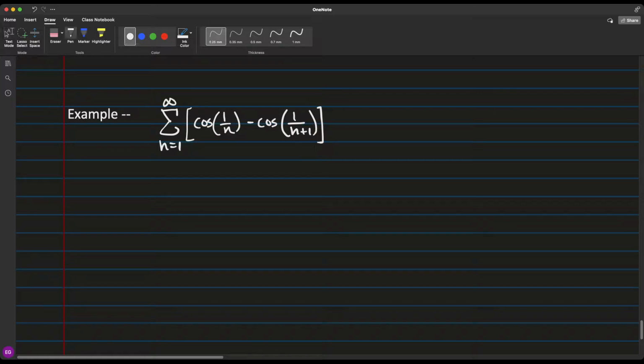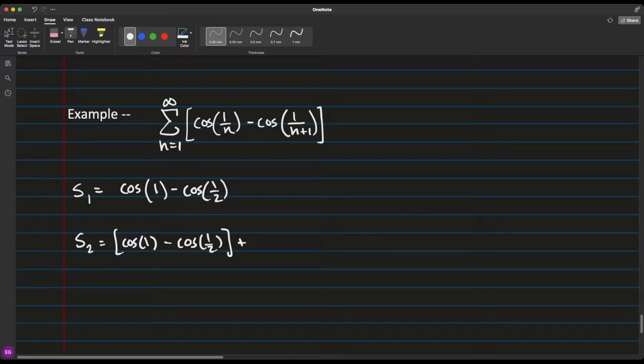Okay, so what I highly recommend, until you get good at this, is that you just write out the different partial sums. So S1 is going to be the cosine of 1 over 1 minus the cosine of a half. Hooray, that's something. Well, what's S2? That's going to be the cosine of 1 minus the cosine of a half, plus the cosine of a half minus the cosine of a third. So you're like, oh, okay, cool. Minus cosine half, positive cosine half cancels, leaving me with the cosine of 1.